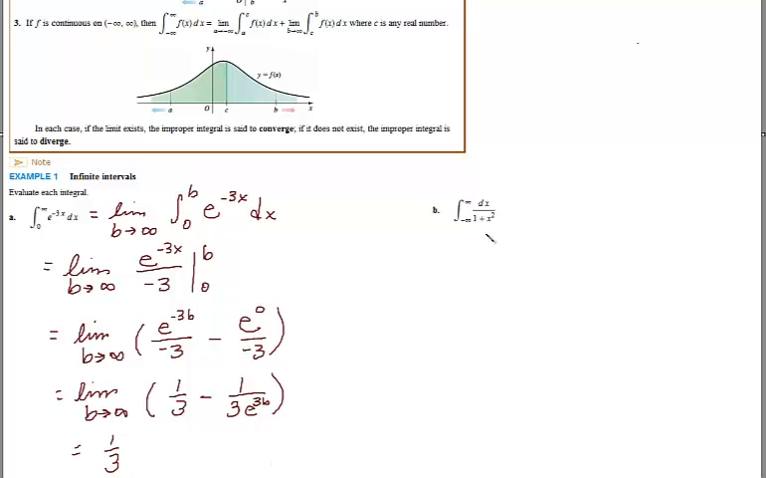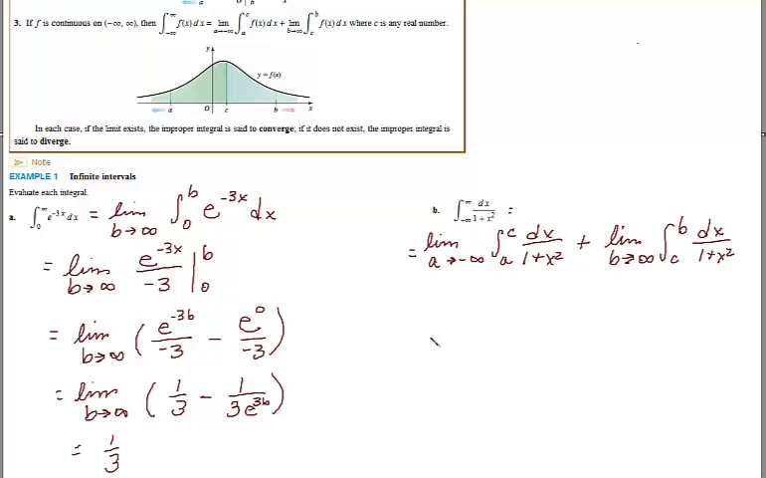For my next one, I'm going to have to look at this one in two separate cases. I'm going to have to look at it from both a to c, taking a limit, and then from c to b taking a limit on the upper end. So I have to do it in two separate stages with that sum. So I'll write that down. Alright, I've written it in two separate cases.